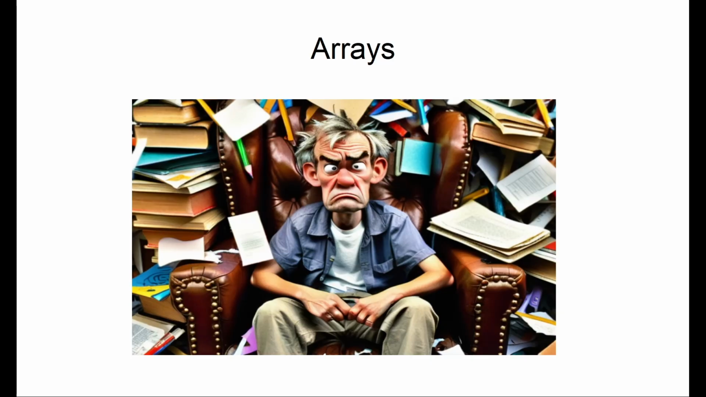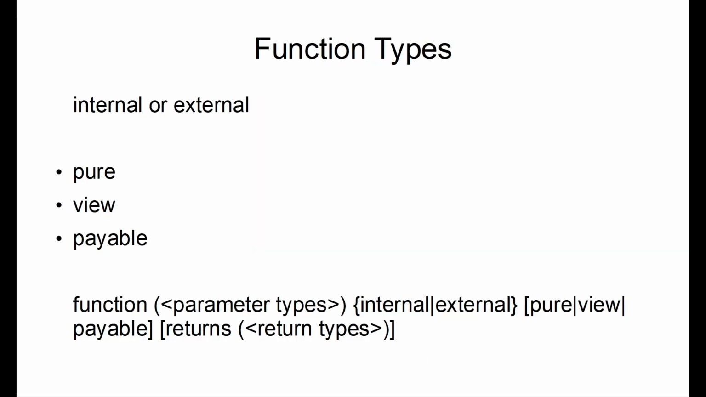Next, let's look at different functions. So we have different function types. They can be internal or external, very much like a variable can be public or private. You can name it public, or it can just be used by the contract. And there are 3 different types of functions.